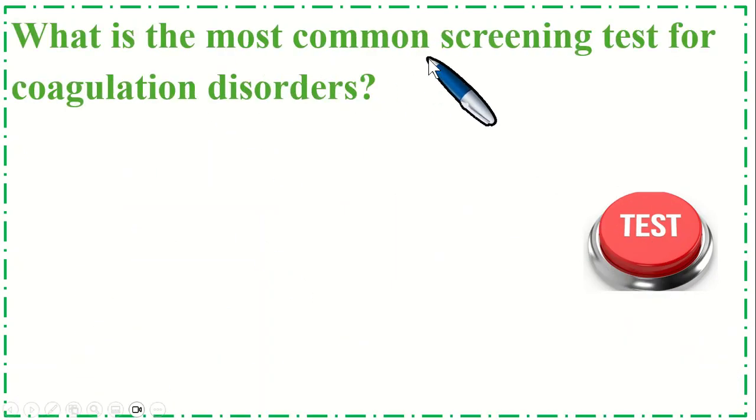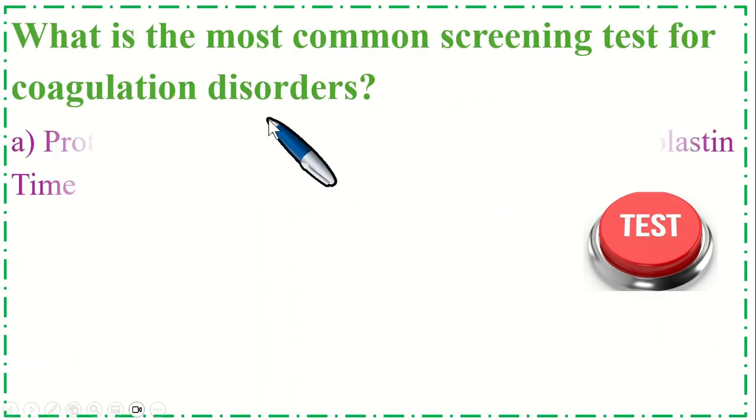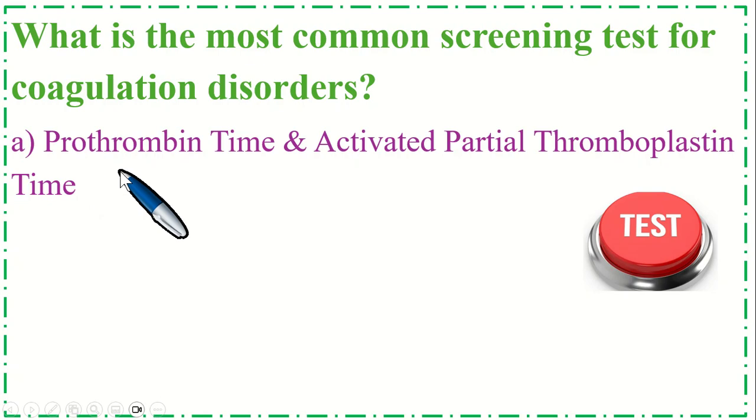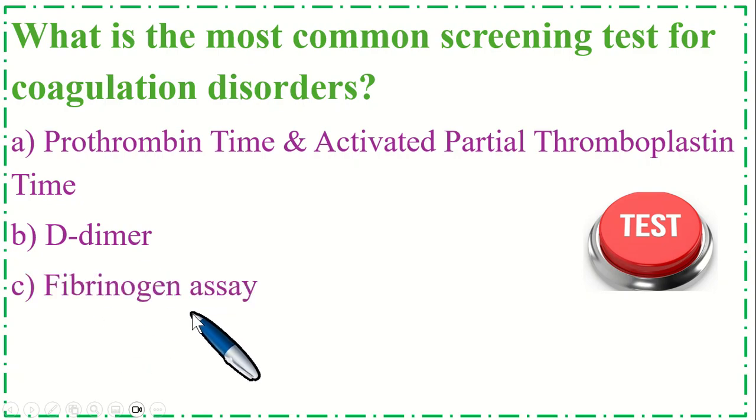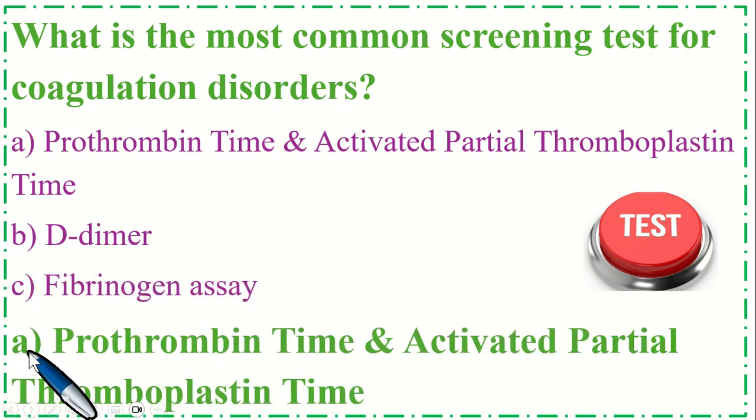What is the most common screening test for coagulation disorders? Option A, prothrombin time and activated partial thromboplastin time, B, D-dimer, C, fibrinogen assay. So the correct option is A, PT and APTT.